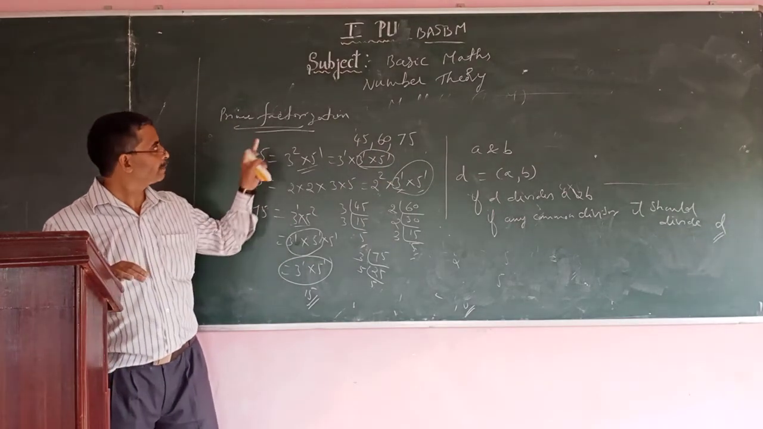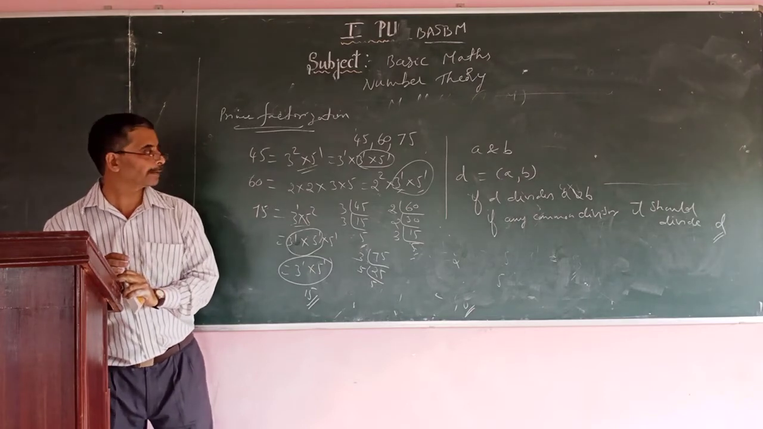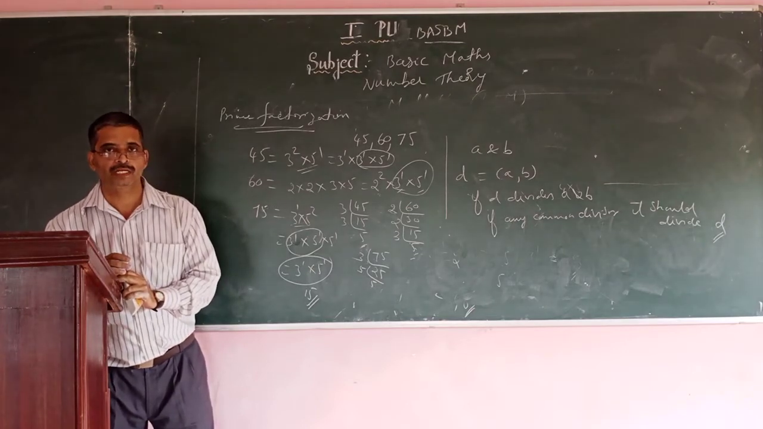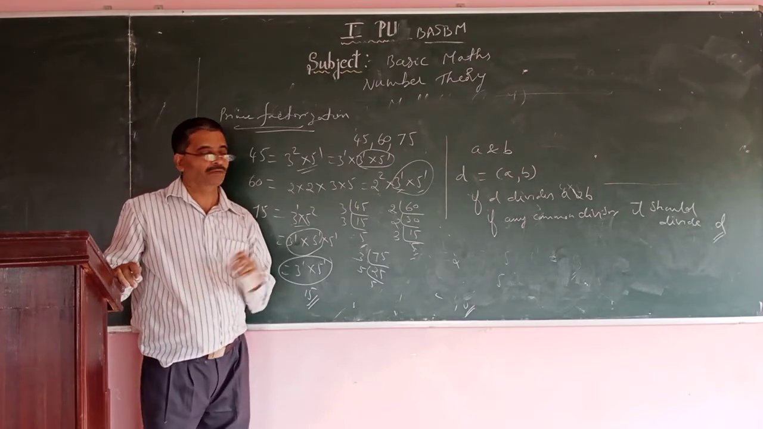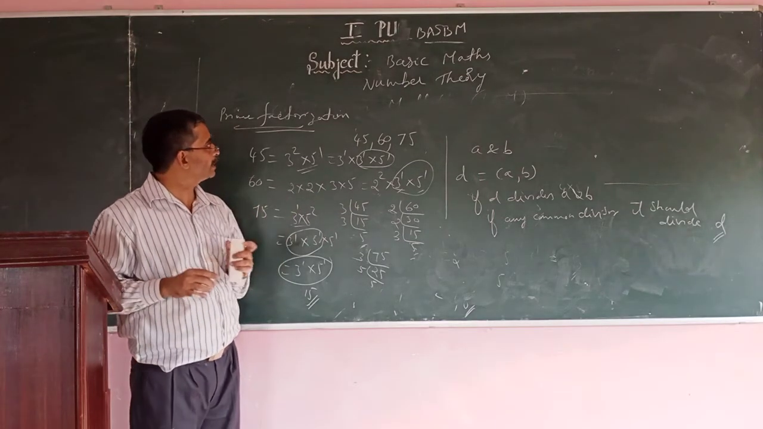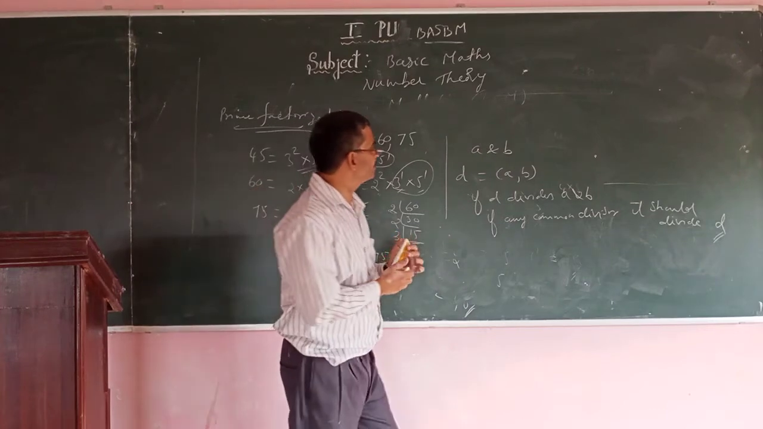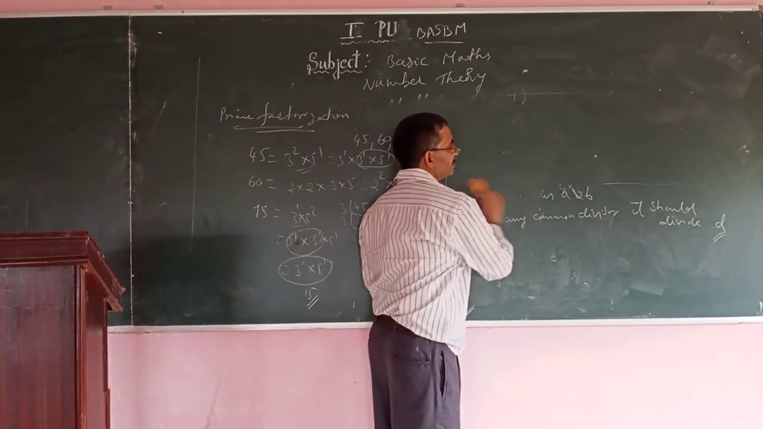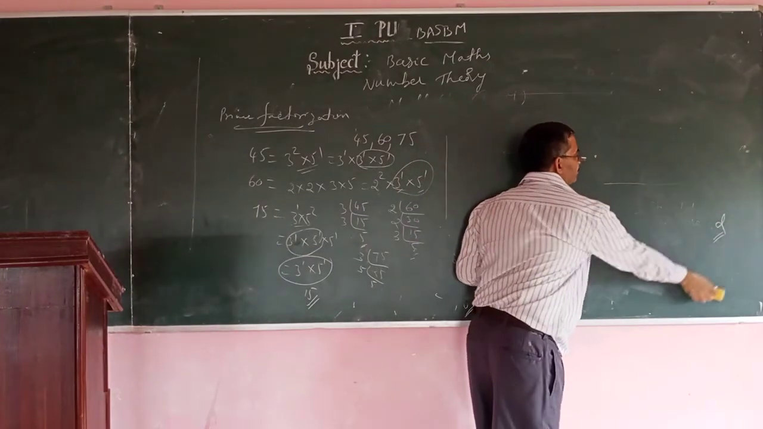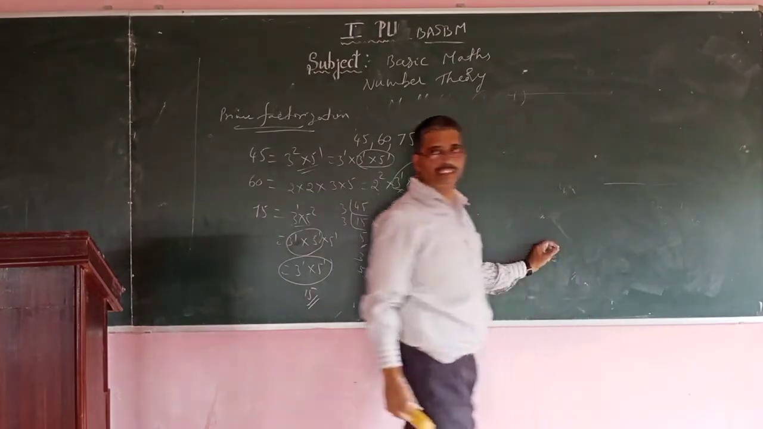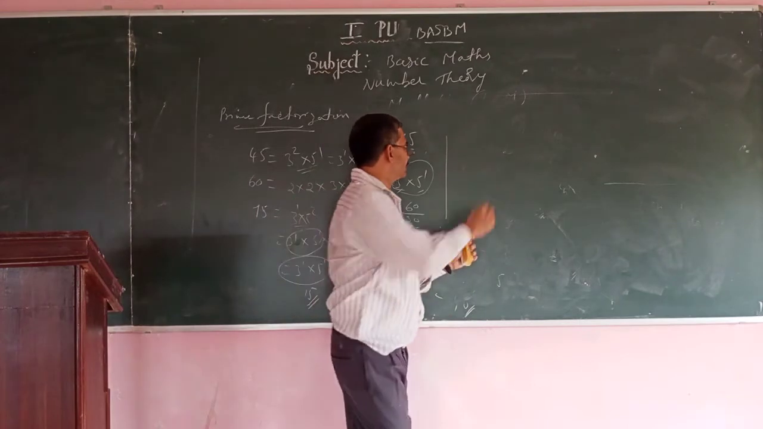This is by the prime factorization method. Next one, we will do what is called the division method or Euclid division method. GCD by division method.